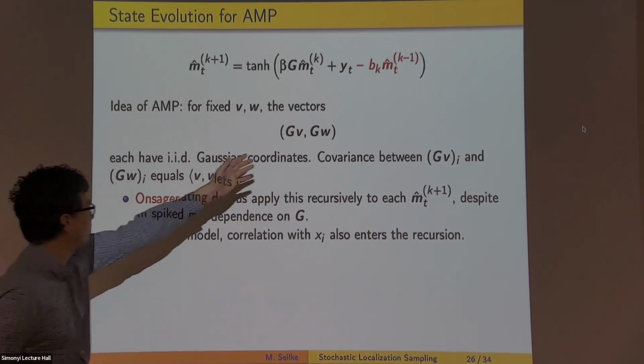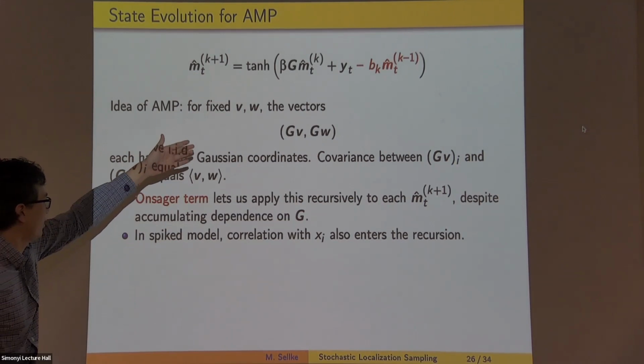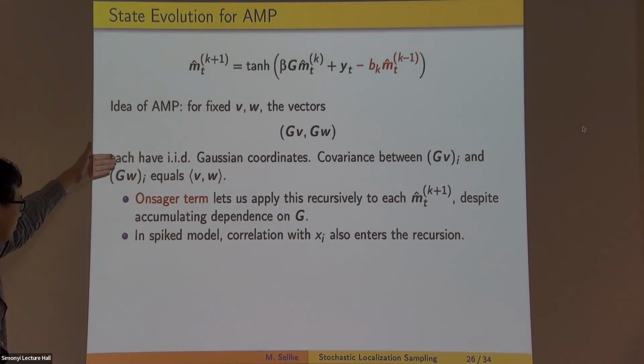And this extra Onsager term exactly lets you do this, even though you're using the same matrix G over and over. So you can't directly argue that multiplying by G is going to preserve correlations after you've already done it. But there's some way to say that actually the Onsager term lets you do this argument. So you get a very explicit description, coordinate by coordinate, for this recursion.